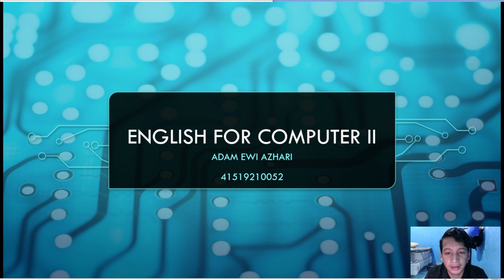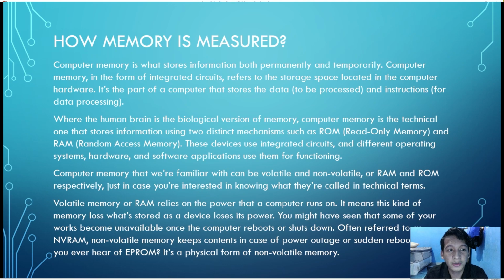This time I'm going to discuss how memory is measured. Okay, let's get started. How memory is measured. Computer memory is what stores information both permanently and temporarily. Computer memory, in the form of integrated circuits, refers to the storage space located in the computer hardware. It's the part of the computer that stores the data to be processed and instructions for data processing.